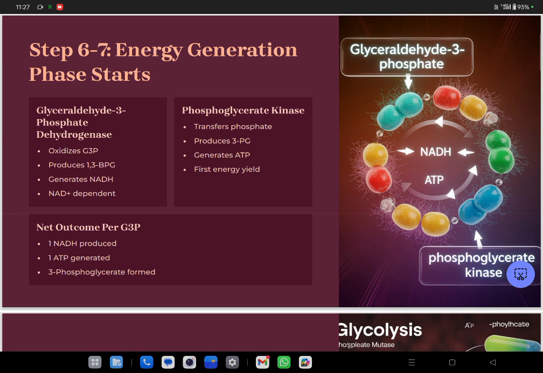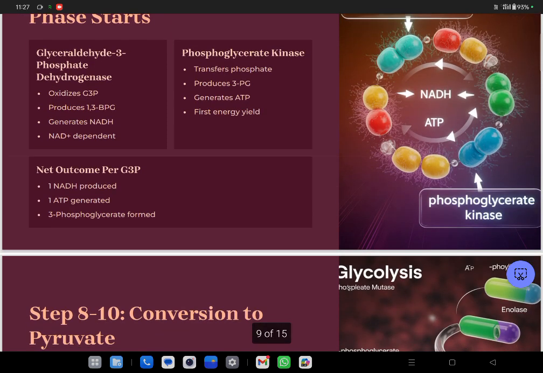So one molecule of 1,3-bisphosphoglycerate forms one molecule of ATP. And so two molecules, since there are two glyceraldehyde 3 phosphate molecules entering into the glycolysis, so it is multiplied by 2. So you generate 2 ATP molecules in this particular step. So per glyceraldehyde 3 phosphate molecule, 1 NADH is produced, 1 ATP is generated and a 3-phosphoglycerate is formed.